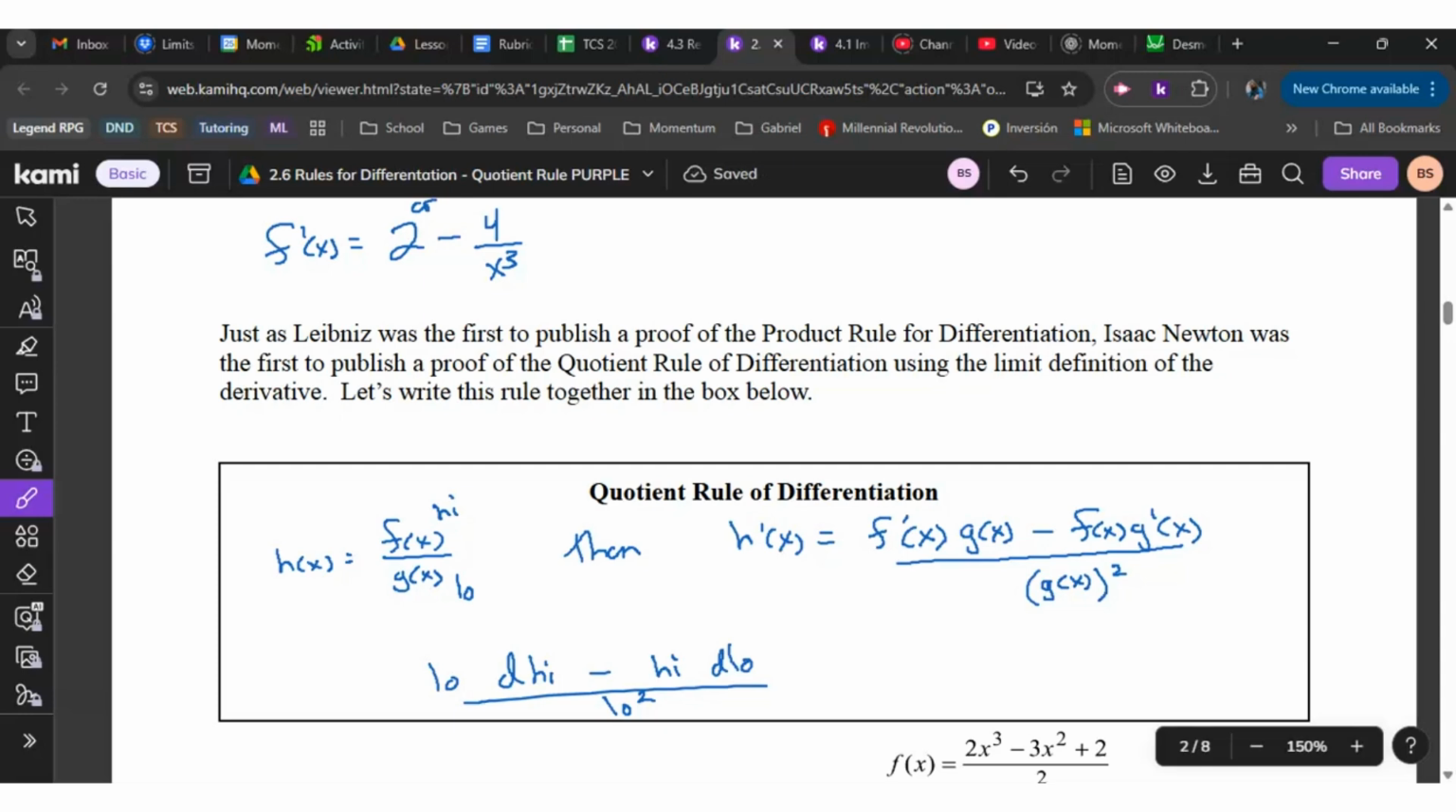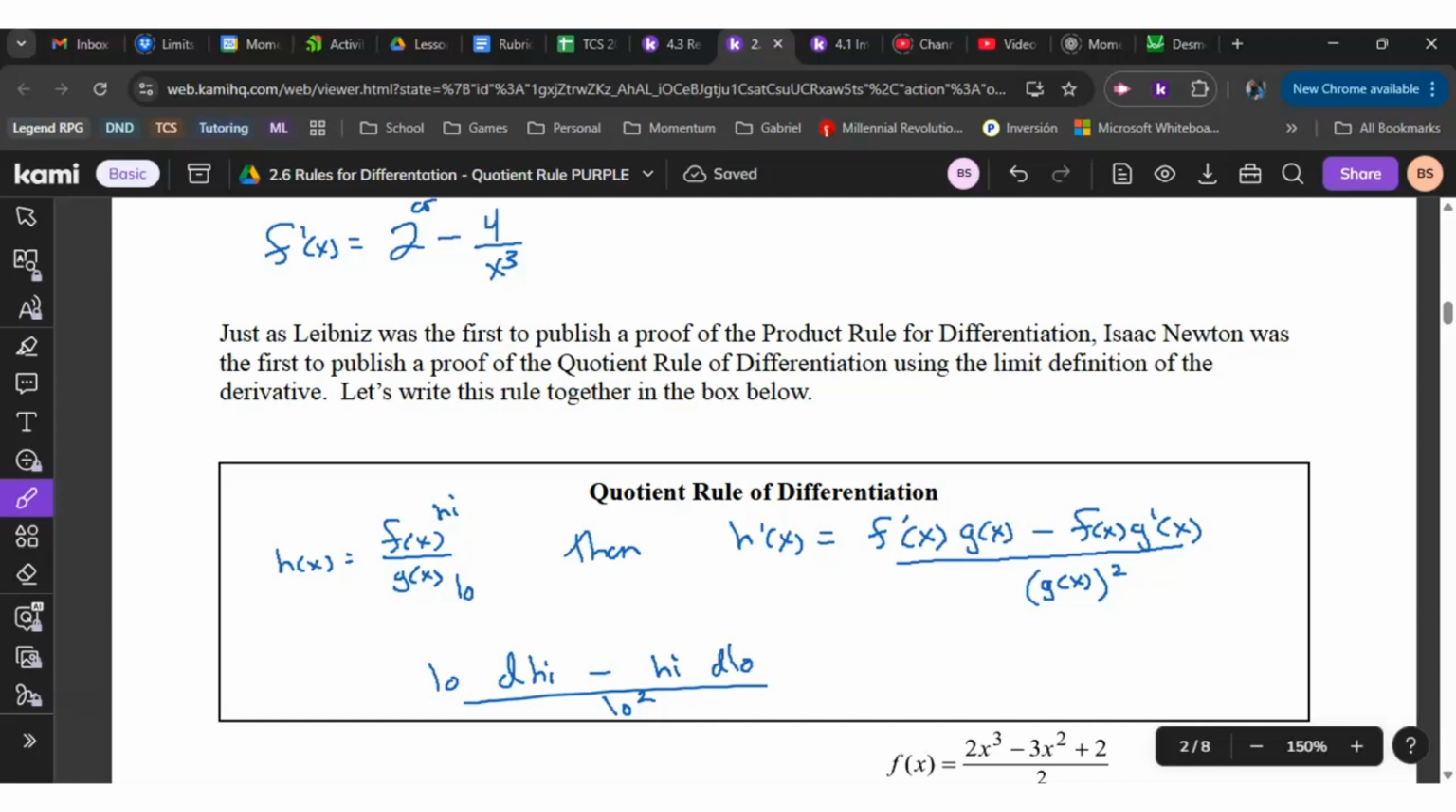But what does that mean? Well, low, g of x, d high, derivative of the high, f prime of x, minus high, f of x, derivative of the low, g prime of x, over low squared, g of x squared. So it's just a way of helping you remember the order that this goes.